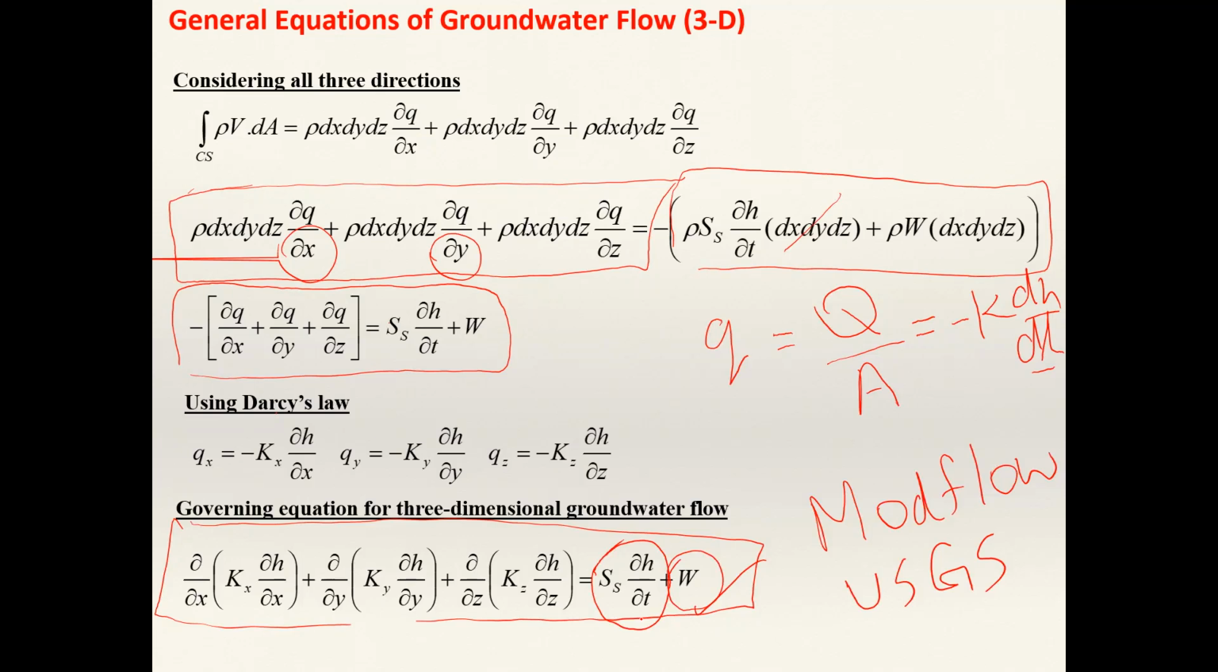And also, you see, we have Kx, Ky, Kz, and hydraulic head changing in the X, Y, and Z directions. Hydraulic properties like the hydraulic conductivity change in the X, Y, Z directions. So this equation is applicable for heterogeneous, anisotropic, unsteady cases. Three-dimensional groundwater flow equation. Okay.